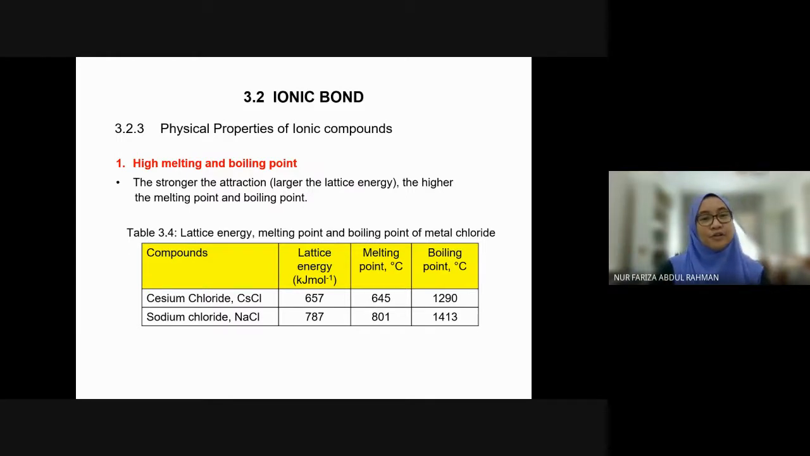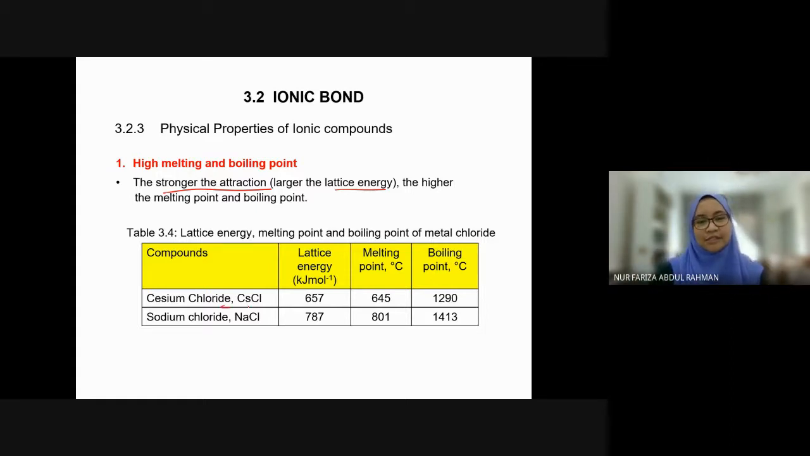Alright. So you know that the physical properties of ionic compound, ini benda yang sama. They have high melting and boiling point. Kenapa? This melting and boiling point is again due to stronger attraction. So the stronger the attraction, ataupun we can base on the lattice energy also, the higher the melting and boiling point. Dia akan based on the size and also the charge.